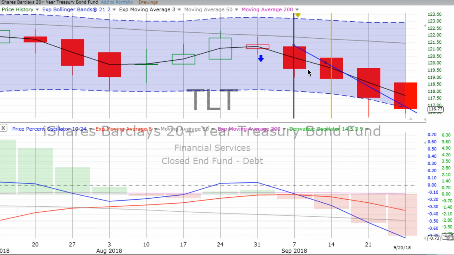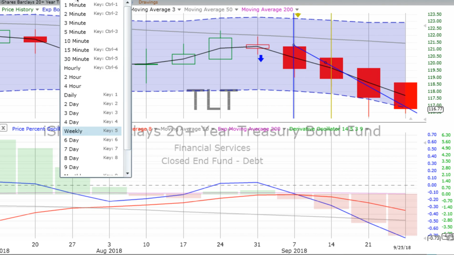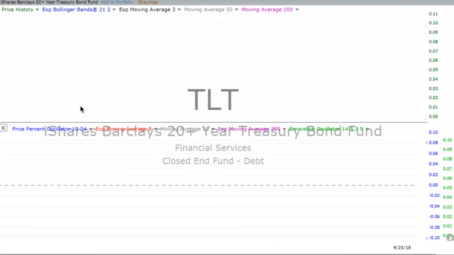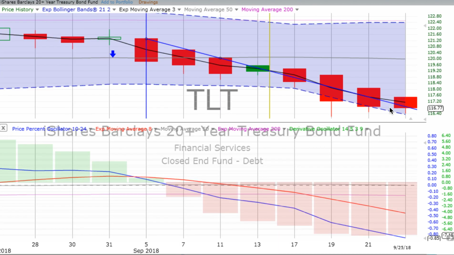Price movements below the 2-day trend line. We can go ahead and actually draw a weekly trend line. Probably should have drawn that at the end of last week. Derivative oscillator gaining momentum, price percent oscillator heading down. 2-day chart, again, continuing down. Derivative oscillators losing a little downward momentum. Price percent oscillator still heading down.